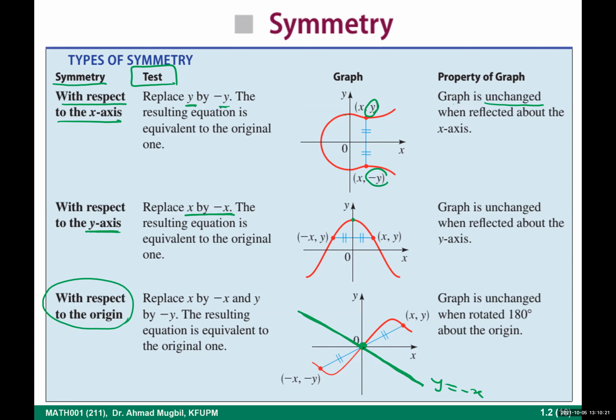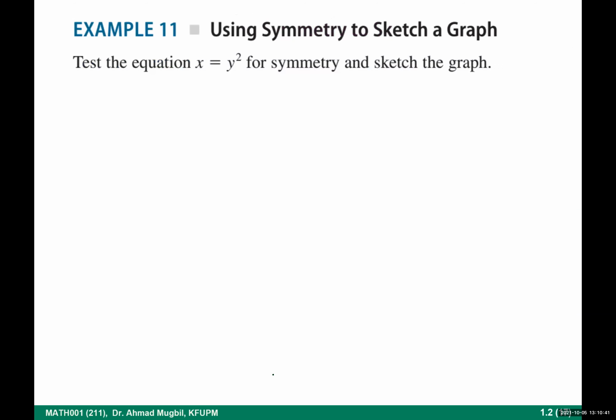How to test the symmetry about the origin? If the point (x, y) is on the graph, the point (-x, -y) should also be on it. And this can be easily memorized. Here you are in the first quadrant, (x, y). In the third, it will be negative: (-x, -y).